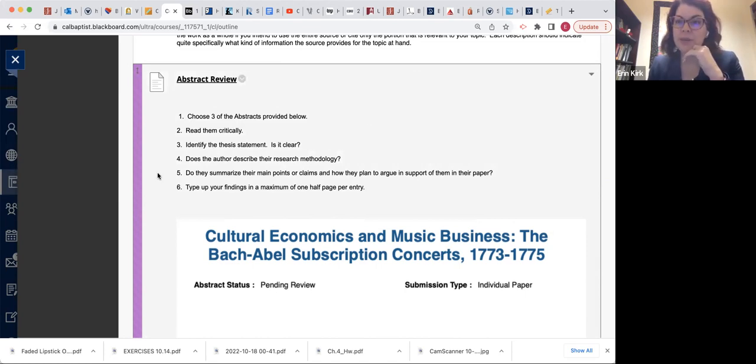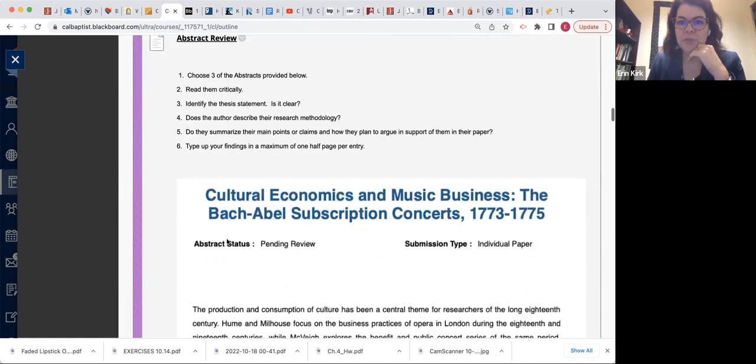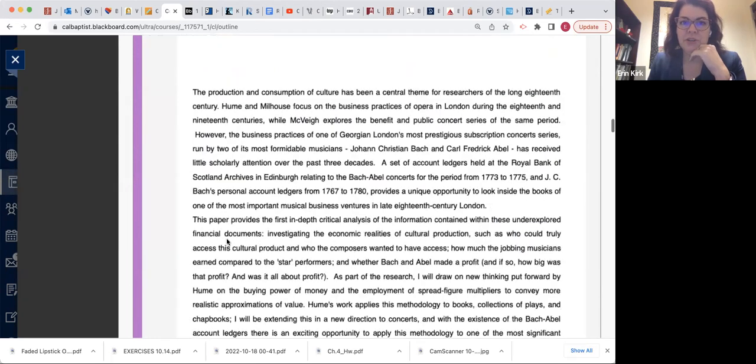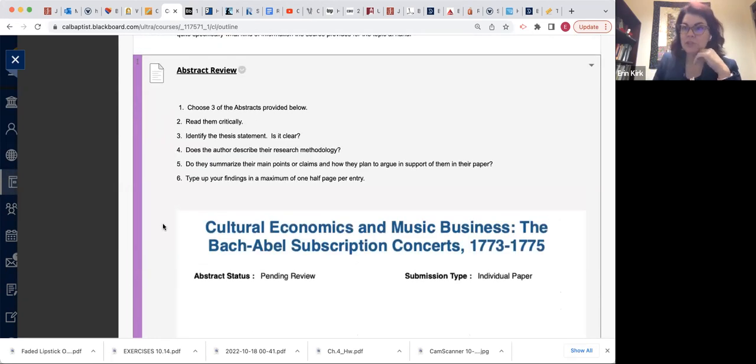So here is the assignment page on Blackboard. And this is pretty straightforward. You're going to choose 3 abstracts, and I've included several of them here below. These are abstracts from the American Musicological Society, and I'll talk more about that in just a minute. But anyway, there are several just posted right here on this assignment page.